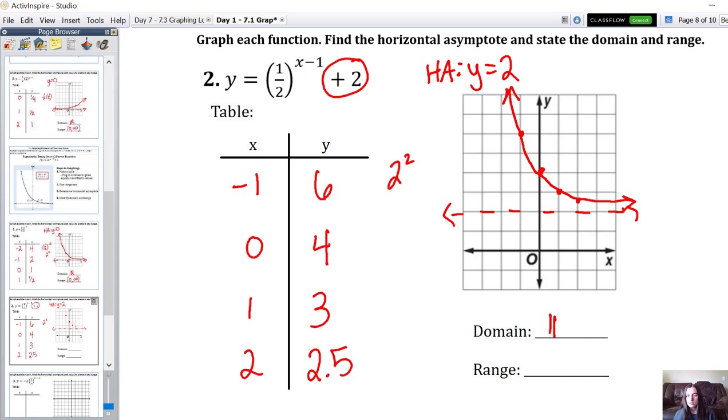Our domain, -infinity to infinity. Our range, the lowest this graph gets, it's getting really, really close to 2, and then it's going up forever.